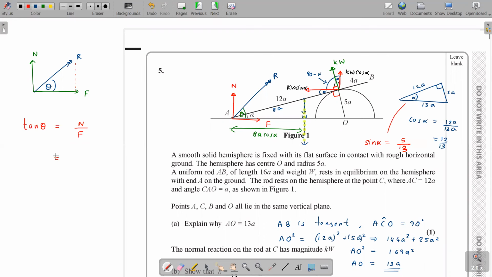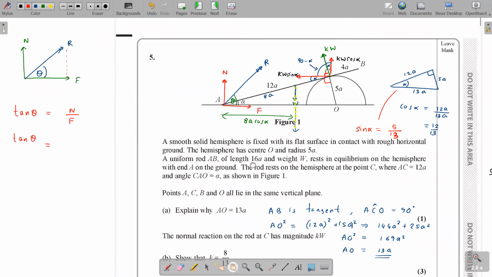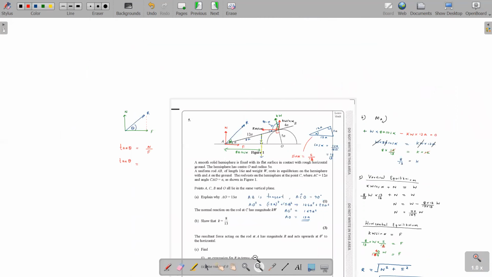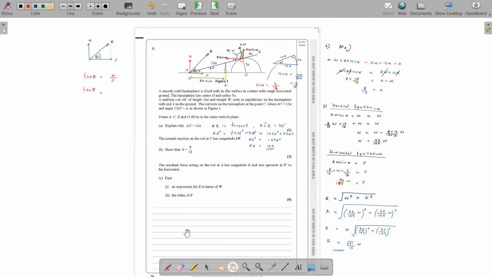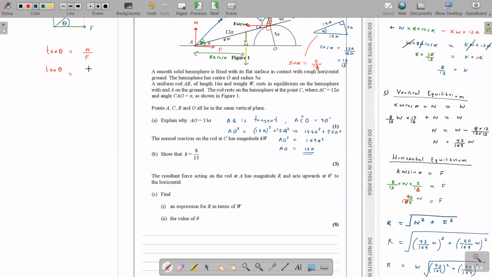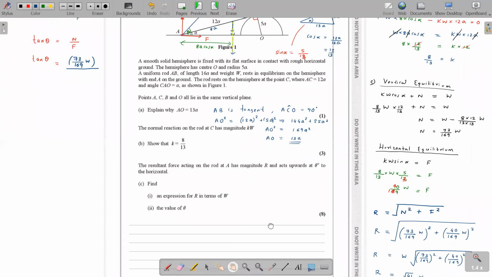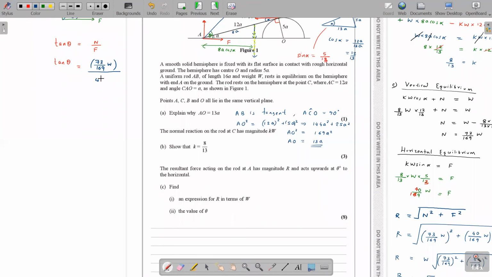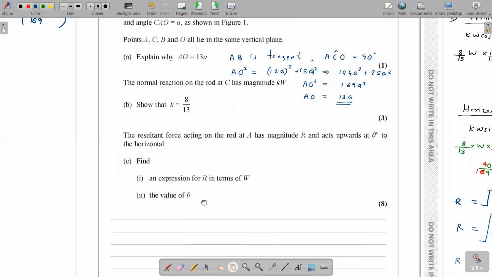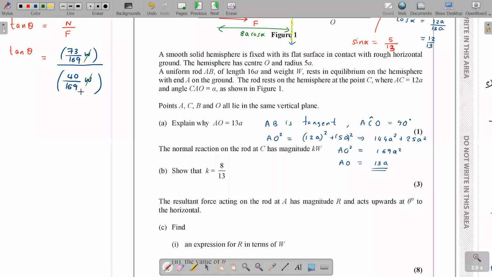So how much was our N value? The N value was 73 over 169 W, divided by what was our F value? 40 over 169. You can definitely understand W to W should cancel out. Type in the calculator 73 over 169 divided by 40 over 169.